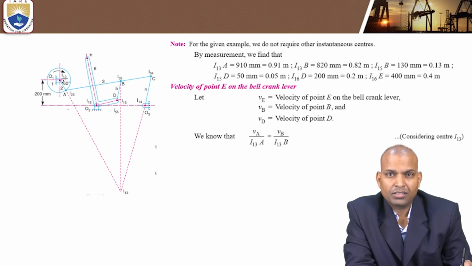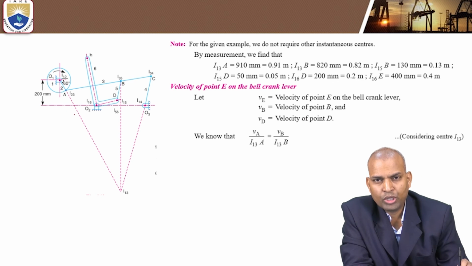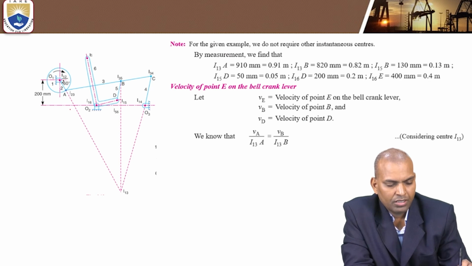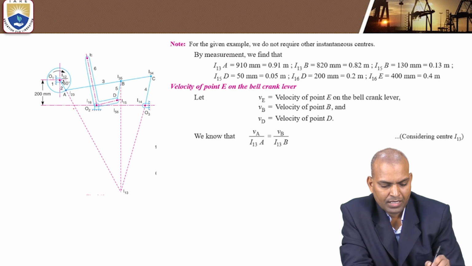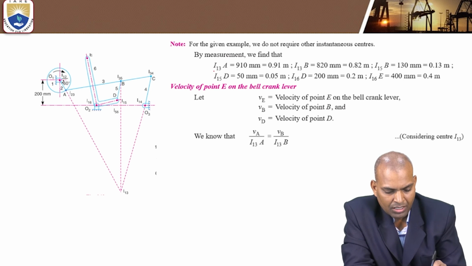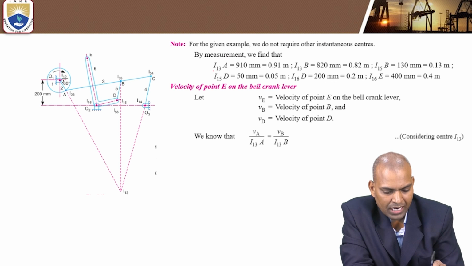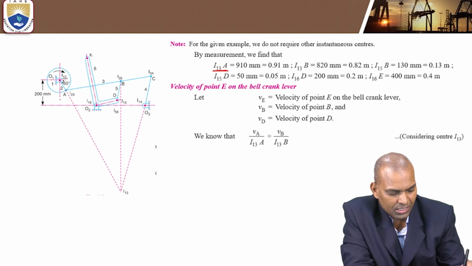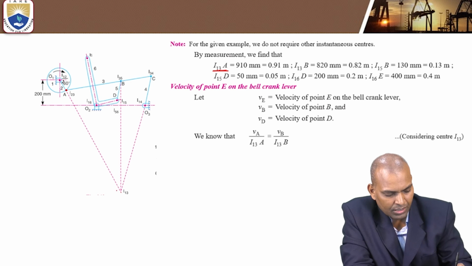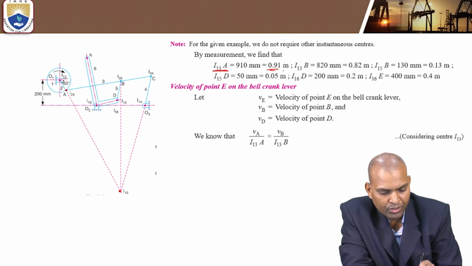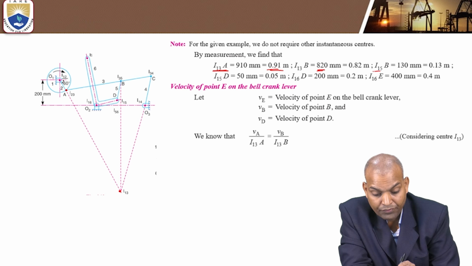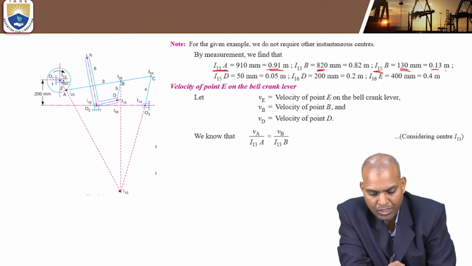After drawing this configuration diagram and locating all eye centers, we have to measure the distances from the eye centers to the particular points. We observed that I13A, that combination is 0.91 meters, 910 millimeters. I13B is 820 millimeters, that is 0.82 meters. I15B is 130 millimeters, that is 0.13 meter.